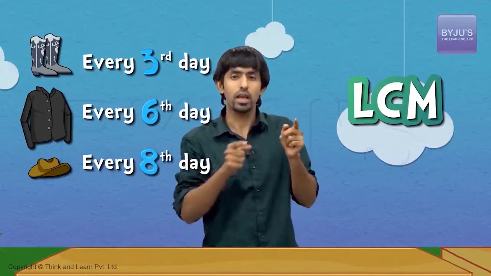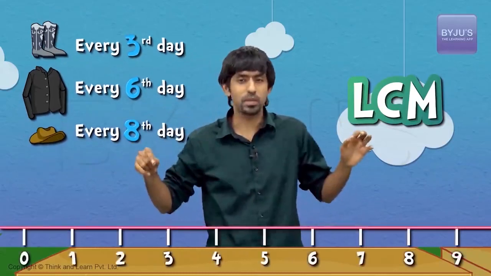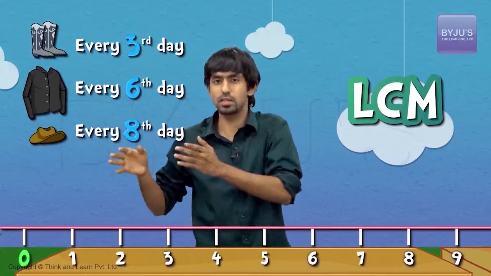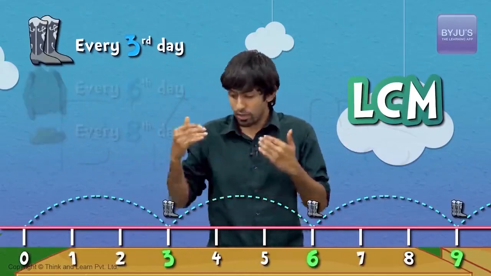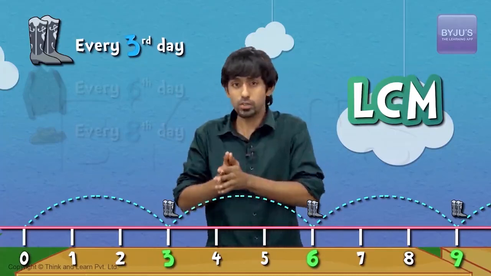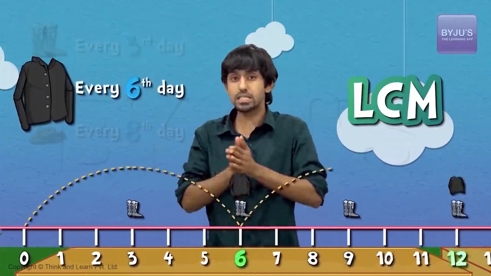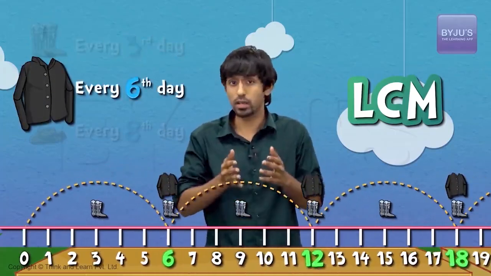This is like asking, if I look at the number line, if on the 0th day his life begins, then every 3rd day he'll be wearing his shoes. So every multiple of 3 day, he'll be wearing his shoes. Every multiple of 6th day, he'll be wearing his jacket. And every multiple of 8 day, he'll be wearing his hat.